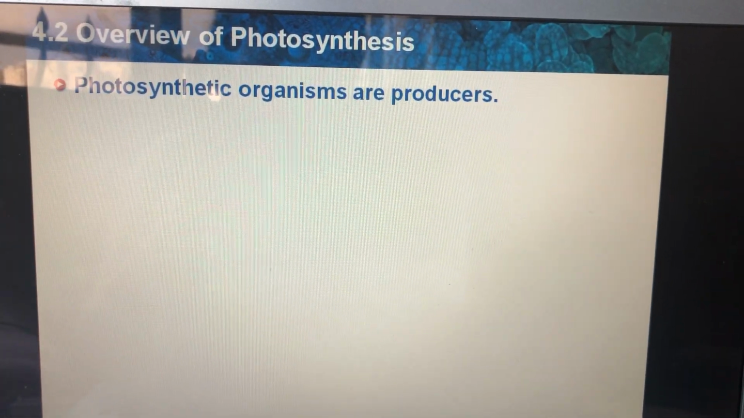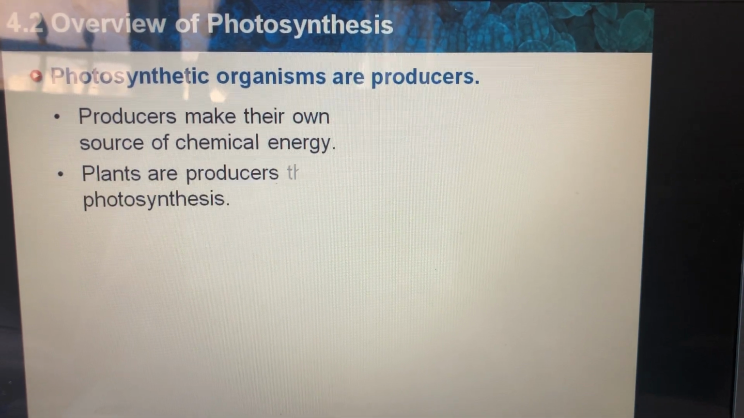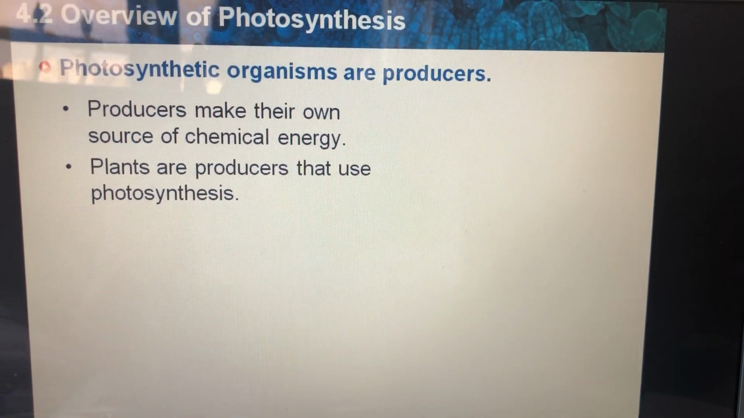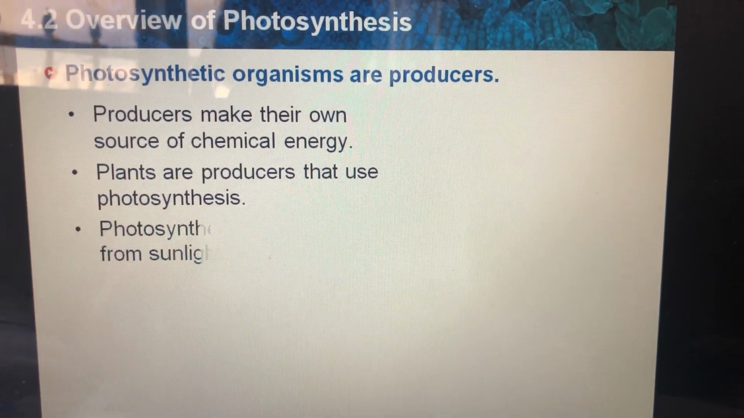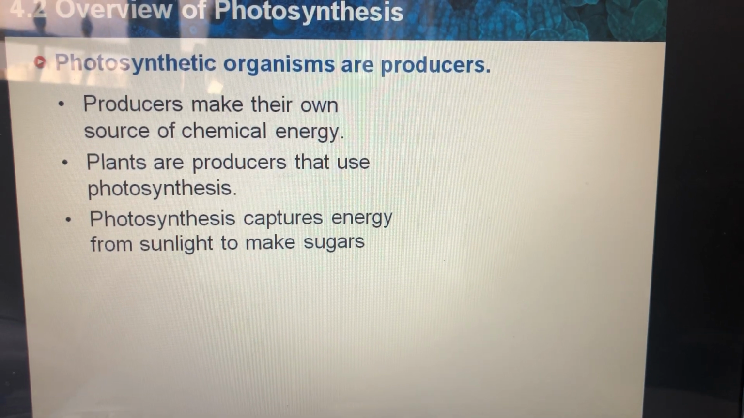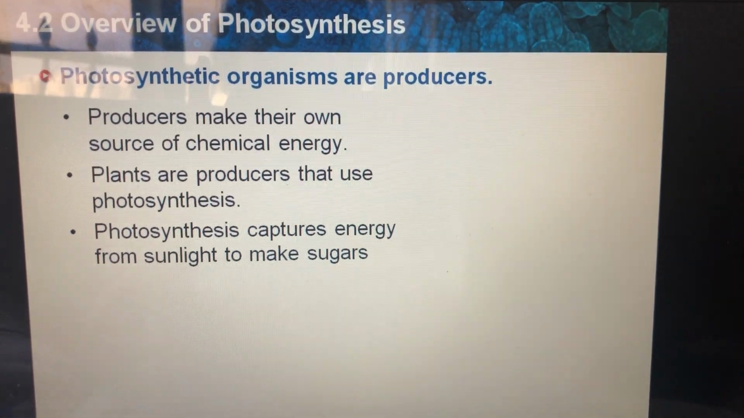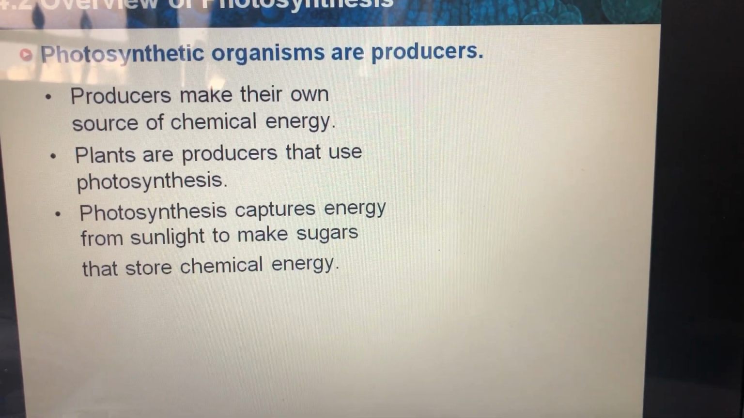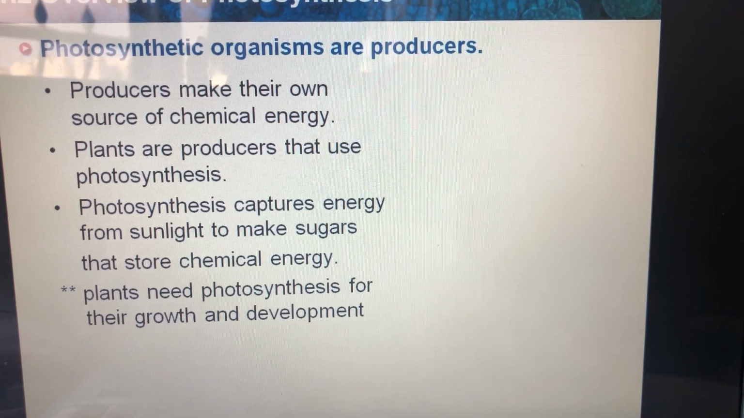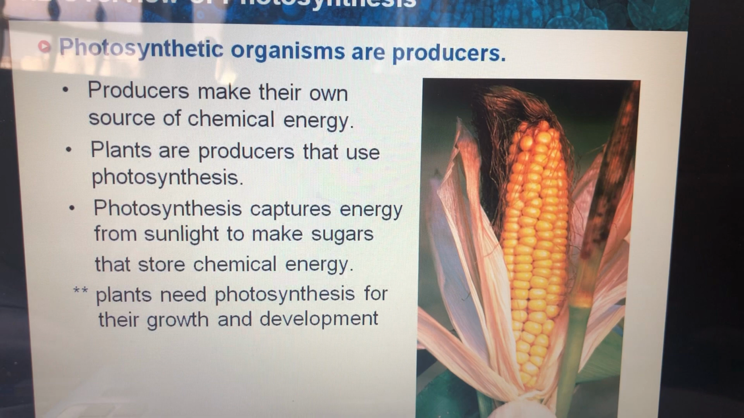Now, photosynthetic organisms are called producers because they make their own food, their own source of chemical energy. Plants are producers that carry out photosynthesis, and during this process, the energy of the sunlight is captured to make the sugars and stored as chemical energy inside the sugar. Plants need photosynthesis for their growth and development.